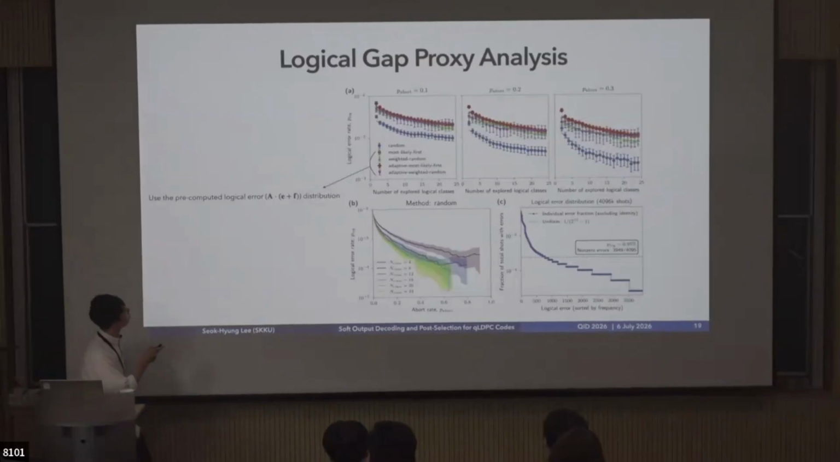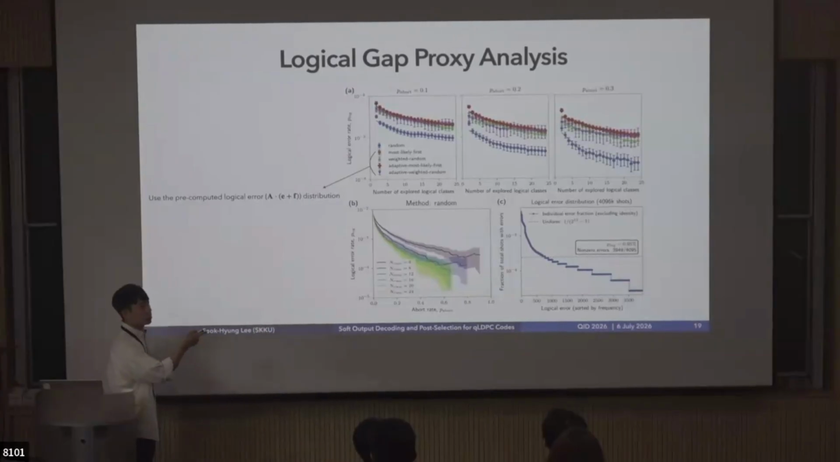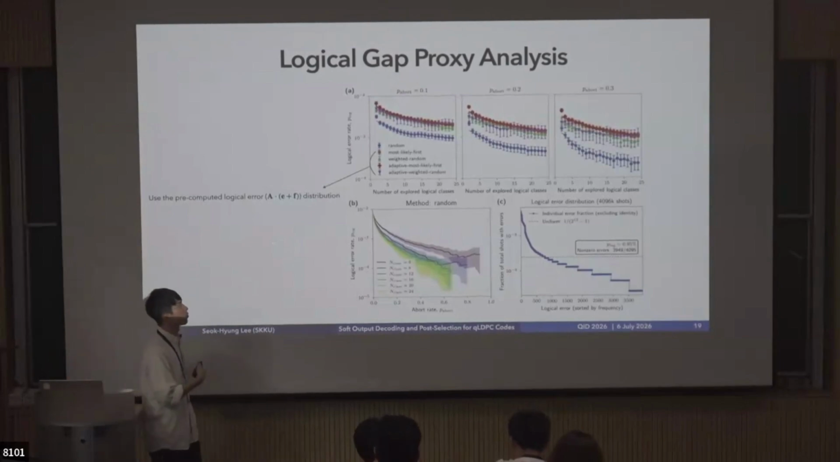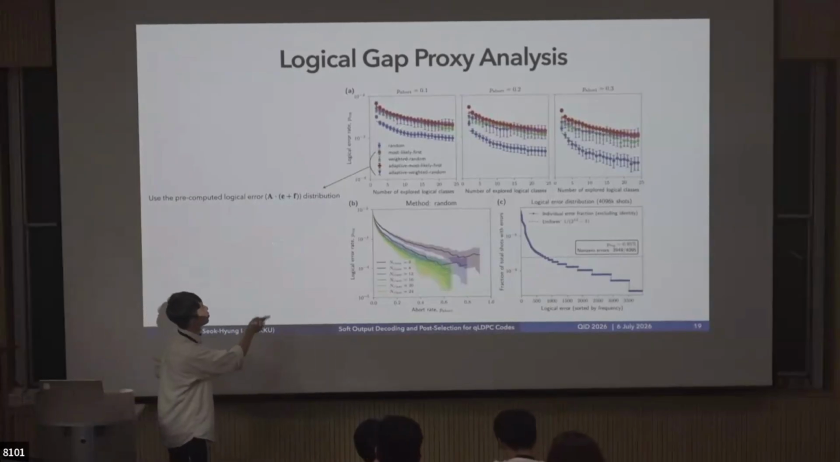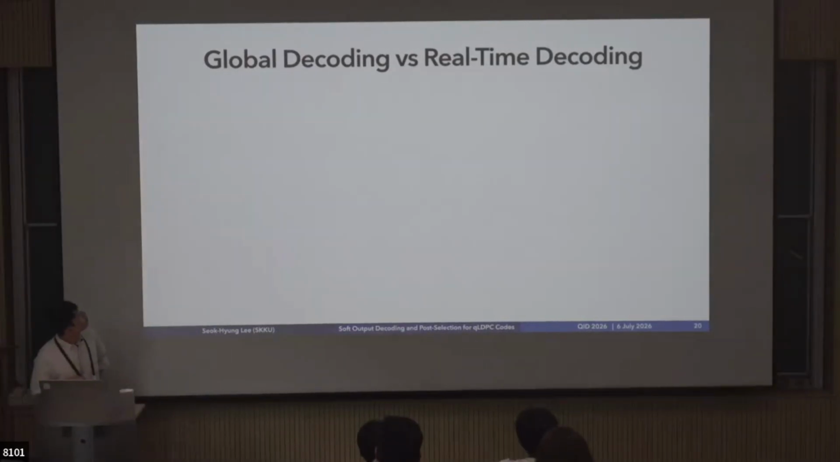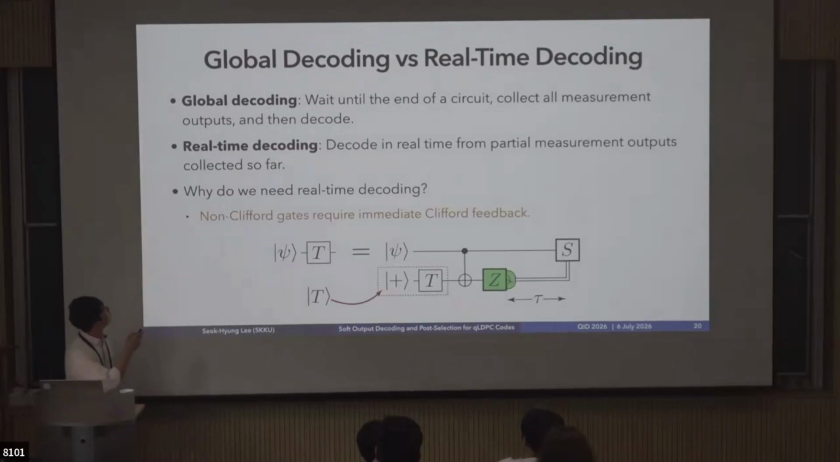Some additional analysis on the logical gap proxy. We tested several different strategies with additional information, like pre-computing the logical error distribution, which is the distribution of this binary vector, and then trying to find a better strategy than random selection, but we failed to find one. Interestingly, the random selection strategy was the best. There might be some better ways, so we're not very sure. Time is running out, so let's be quick.